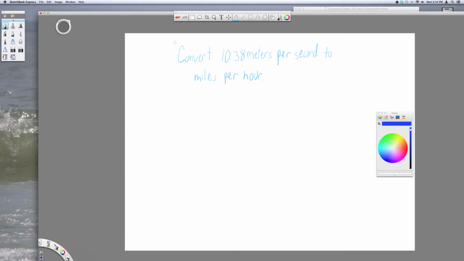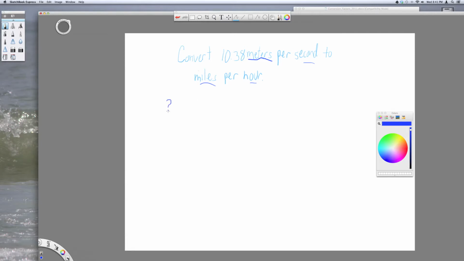Dimensional analysis problem. Convert 10.38 meters per second to miles per hour. This is a double conversion problem, meaning you have two separate things to worry about here. You have to get meters to miles, and you have to get seconds to hours. The beauty of dimensional analysis is you can do the entire conversion along one set of fractions. You just have to take one conversion at a time.